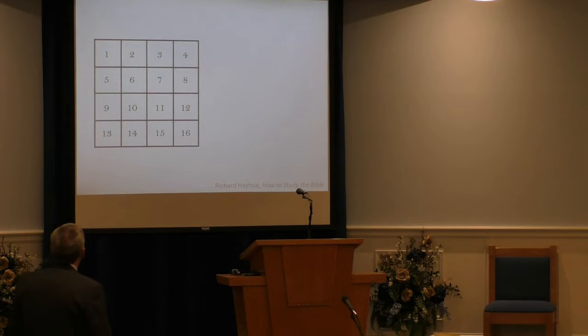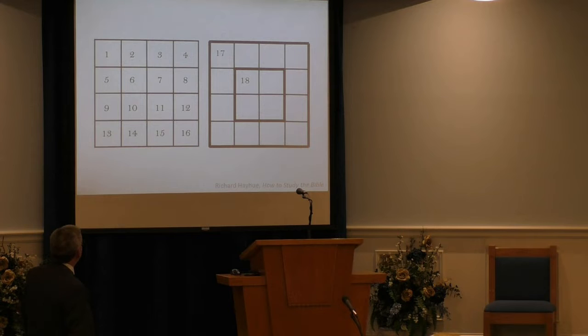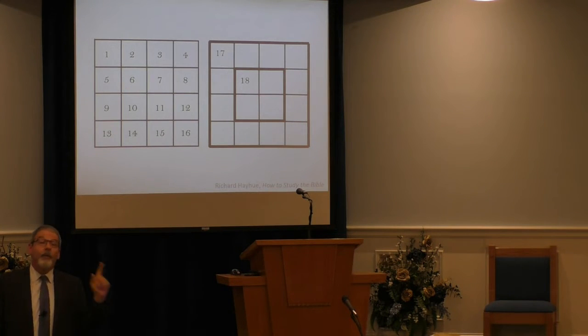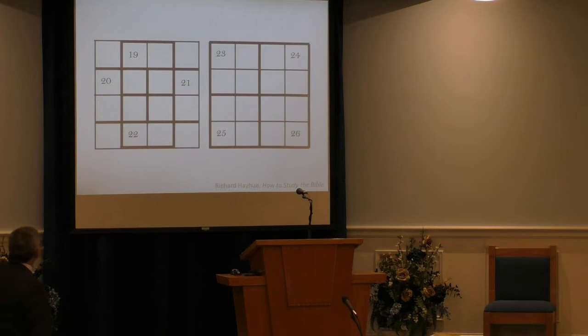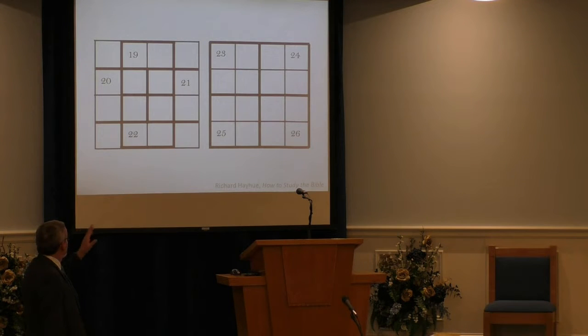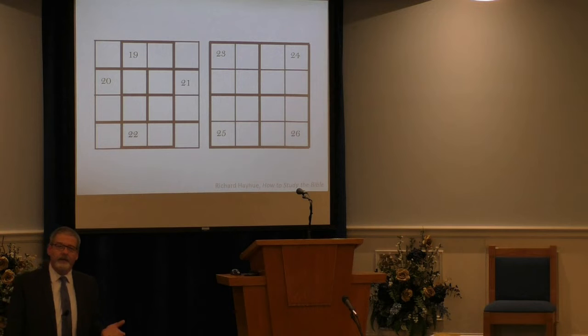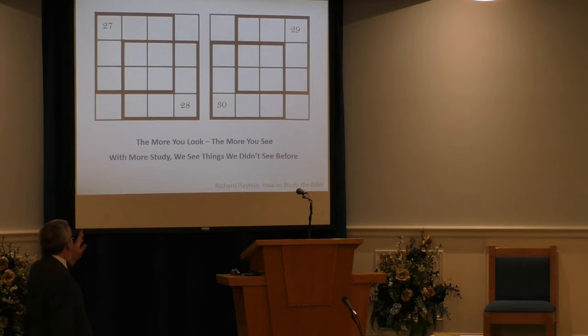But you look a little closer and you realize, you know what? I forgot the outer square and there's one in the middle. There's actually 18 there. Oh, but wait a minute. I look at it again and there's actually 19, 20, 21, 22, 23, 24, 25, 26. There are 26 squares there. But let's look again. There happens to be 27, 28, 29, 30.